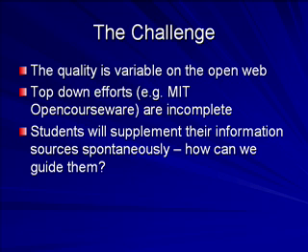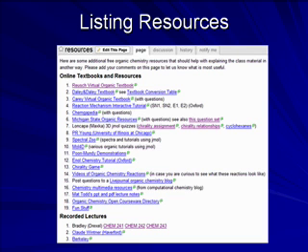But the bottom line is that students are supplementing their resources, and so the question is, how can we guide them so that if they're going to be doing that, even if you still want to use a textbook and all that, if you give them supplementary material, how can you guide them to something that's going to be worthwhile? So one of the ways of doing this is to just actually list the resources one by one.